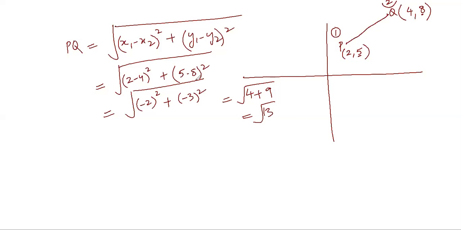Students, if you go as the formula is written in the books, that is x2 minus x1 square plus y2 minus y1 square, the answer you can see would be the same, root 13.